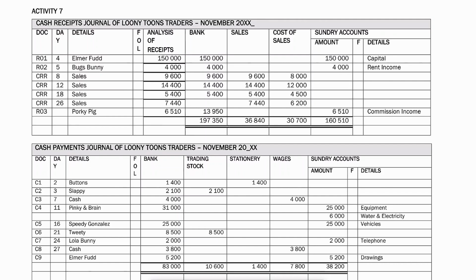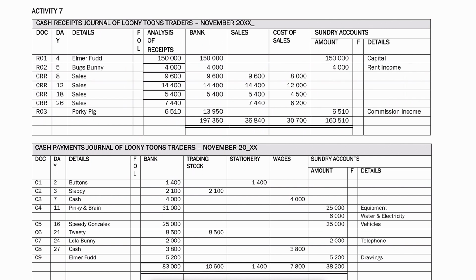Guys, so we're going to look at the memo or work through activity 7. This is a nice general ledger revision, or an explanation of what happens in the general ledger. So maybe not pertaining to this activity necessarily, but the rules and the processes that we follow are really important here. So if we have a look, we are going through activity 7, Looney Tune Traders.